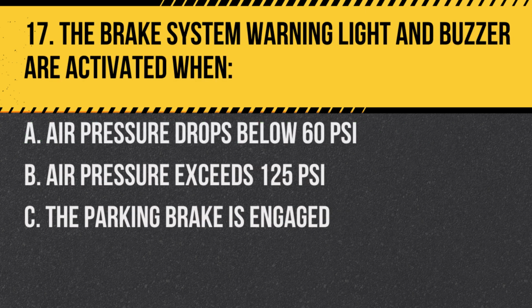Question 17. The brake system warning light and buzzer are activated when A. Air pressure drops below 60 psi. B. Air pressure exceeds 125 psi. C. The parking brake is engaged. Answer: A. Air pressure drops below 60 psi. This warns the driver of low air pressure.